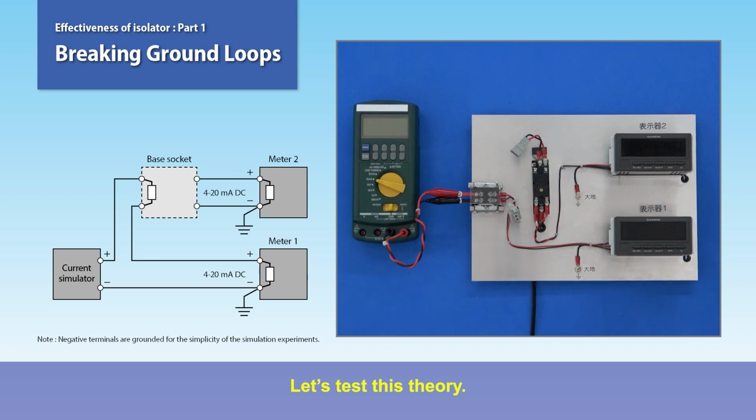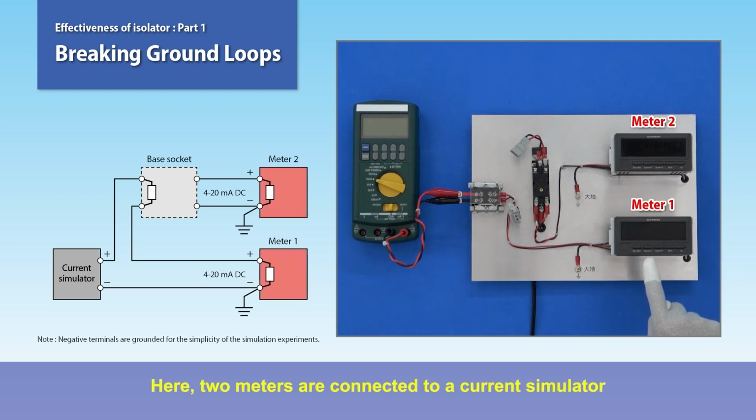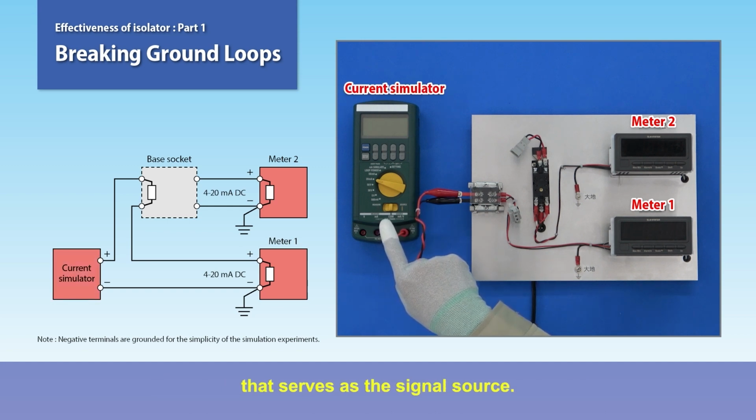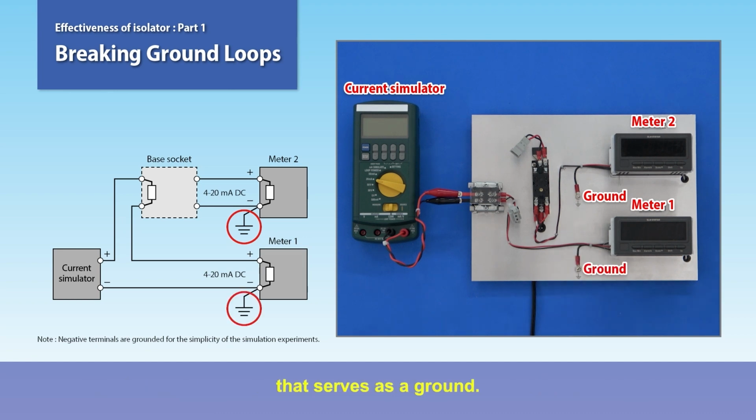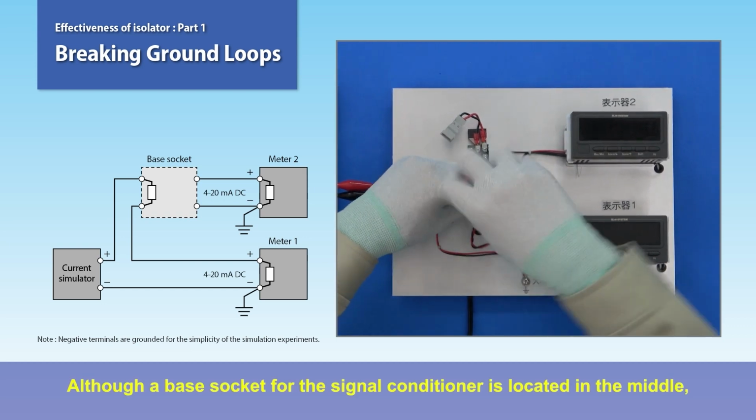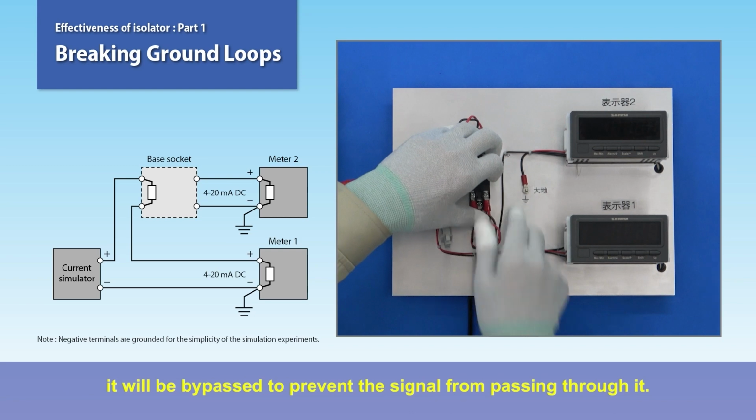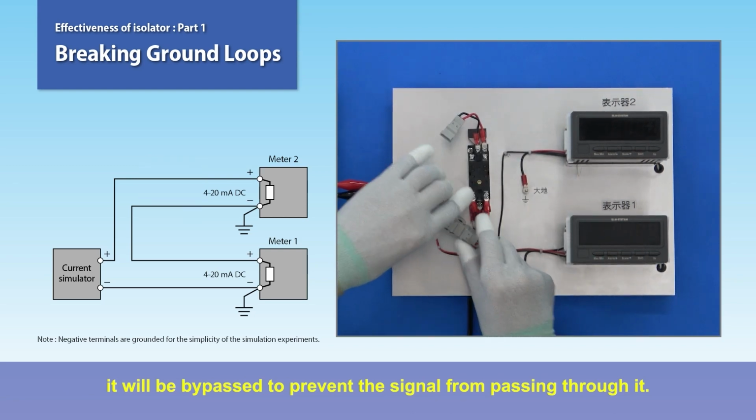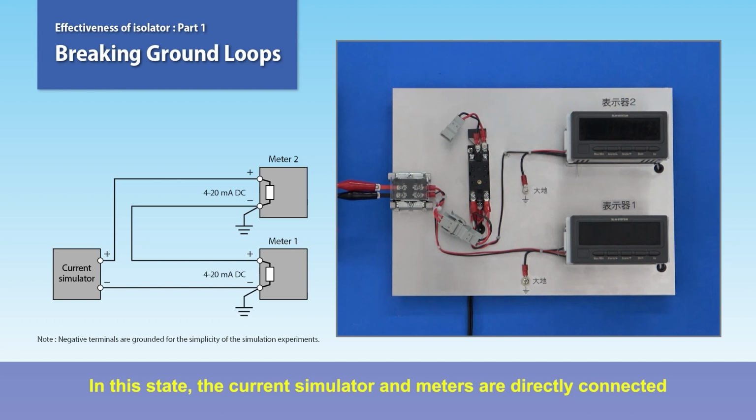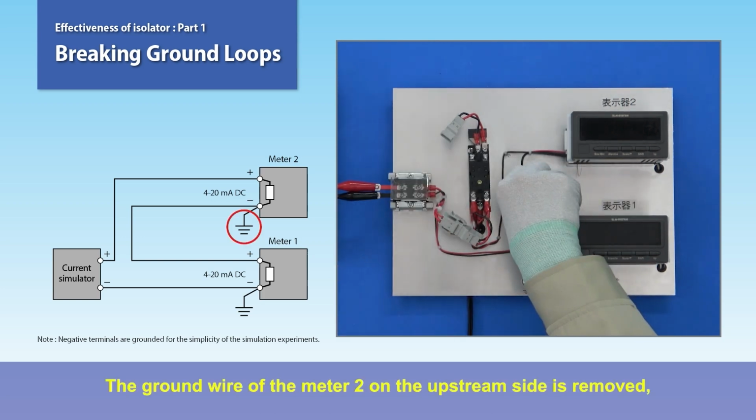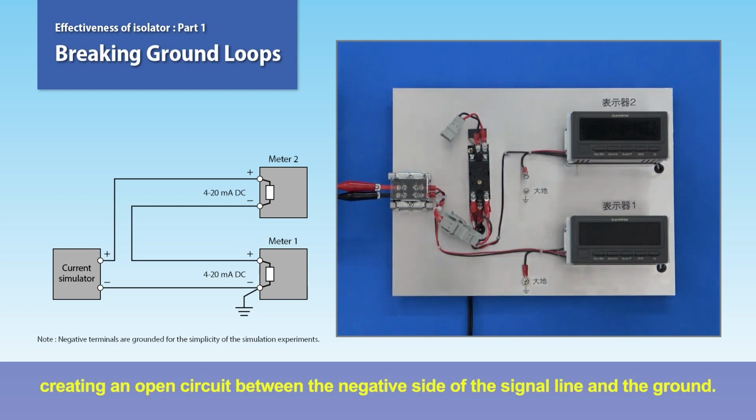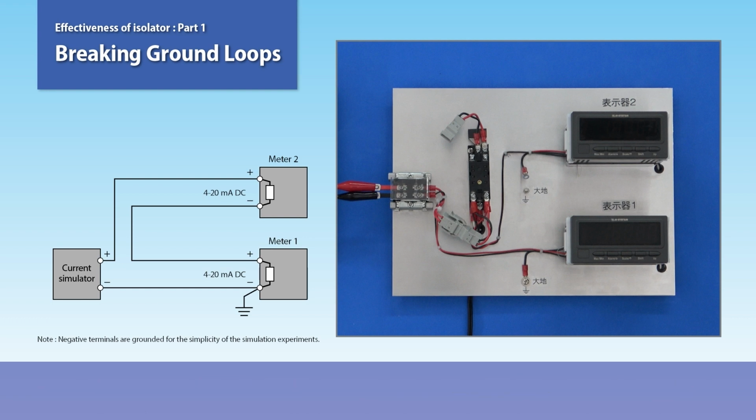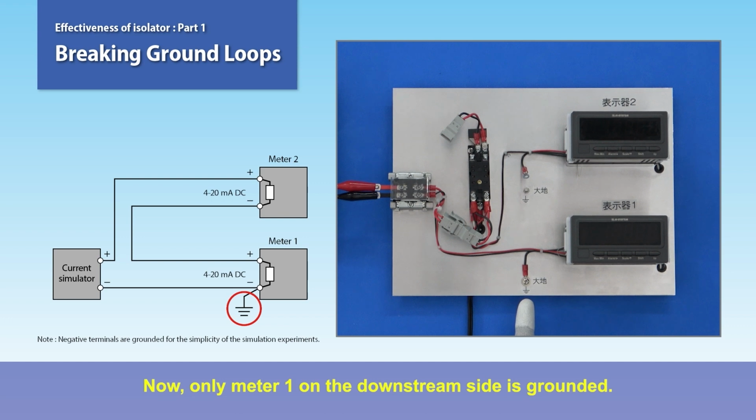Let's test this theory. Here, 2 meters are connected to a current simulator that serves as the signal source. The 2 meters can be grounded by being connected to a metal plate that serves as a ground. Although a base socket for the signal conditioner is located in the middle, it will be bypassed to prevent the signal from passing through it. In this state, the current simulator and meters are directly connected without passing through the base socket. The ground wire of the meter 2 on the upstream side is removed, creating an open circuit between the negative side of the signal line and the ground. Now, only meter 1 on the downstream side is grounded.